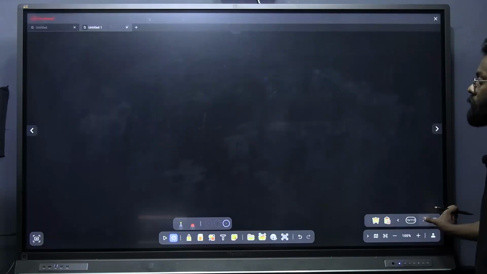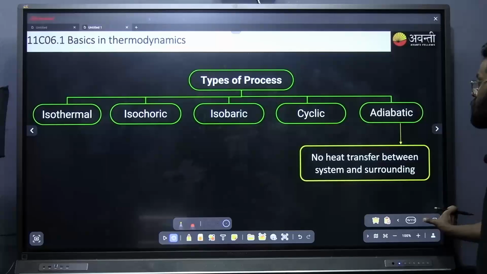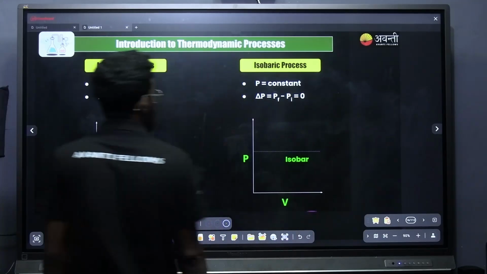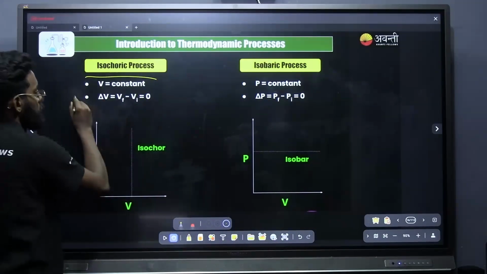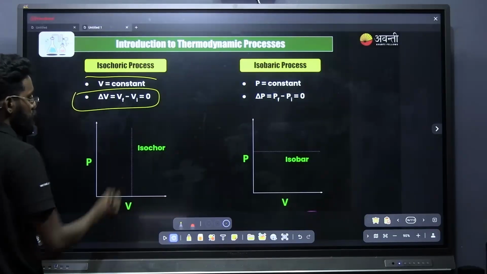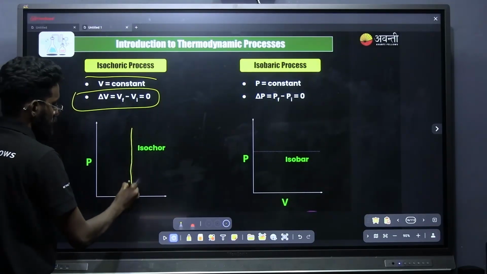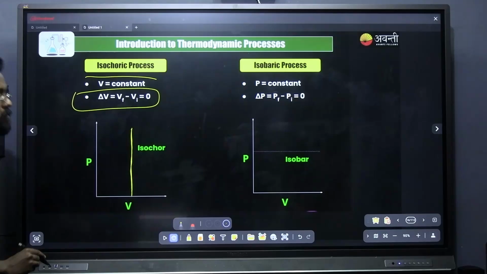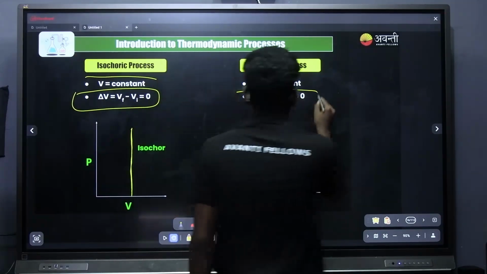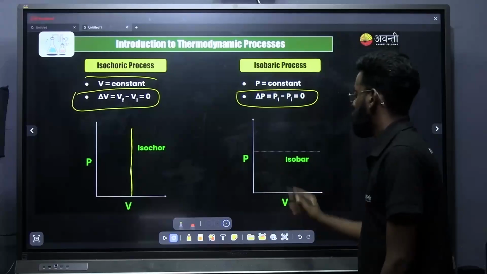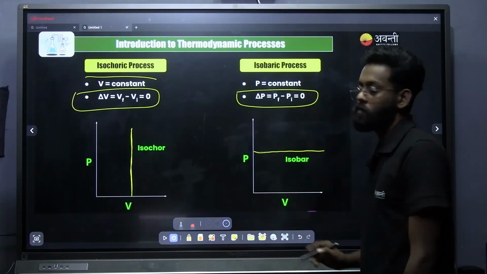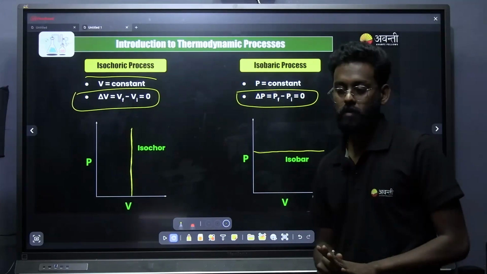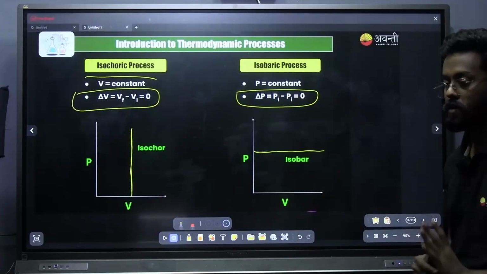Now we can understand the graphical representation of isochoric and isobaric processes. Isochoric, volume is constant. As volume is constant, we will get a pressure versus volume curve which is a straight line parallel to the pressure axis. And for isobaric, pressure is constant and the pressure versus volume curve is parallel to the volume axis. For isochoric and isobaric, it's very easy. There is no problem in understanding the curve.